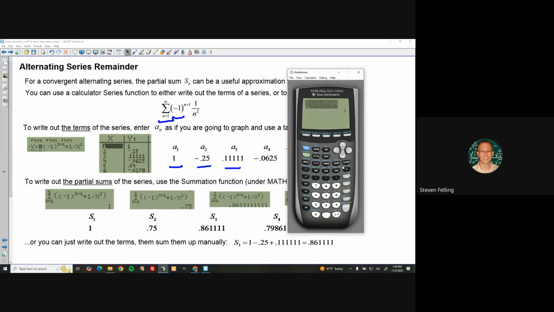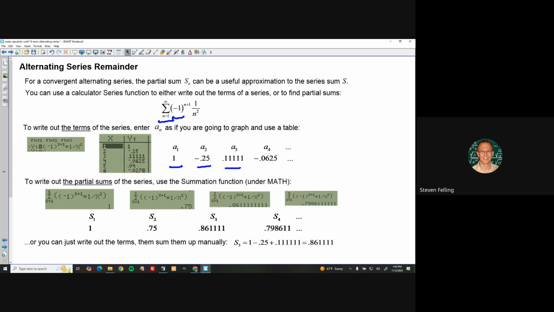If instead I want to take that same series, but I want to get the first two terms, that's a summation from n equals 1 to n equals 2. So that's summing up two terms, and they sum up to 0.75. Or if I wanted to go to the fourth term, so summing up the terms 1, 2, 3, and 4, that sums to 0.7986. So that's what I've got written down here. I've got the sums themselves. So this 1 is just this 1, and this 0.75 is 1 plus -0.25.